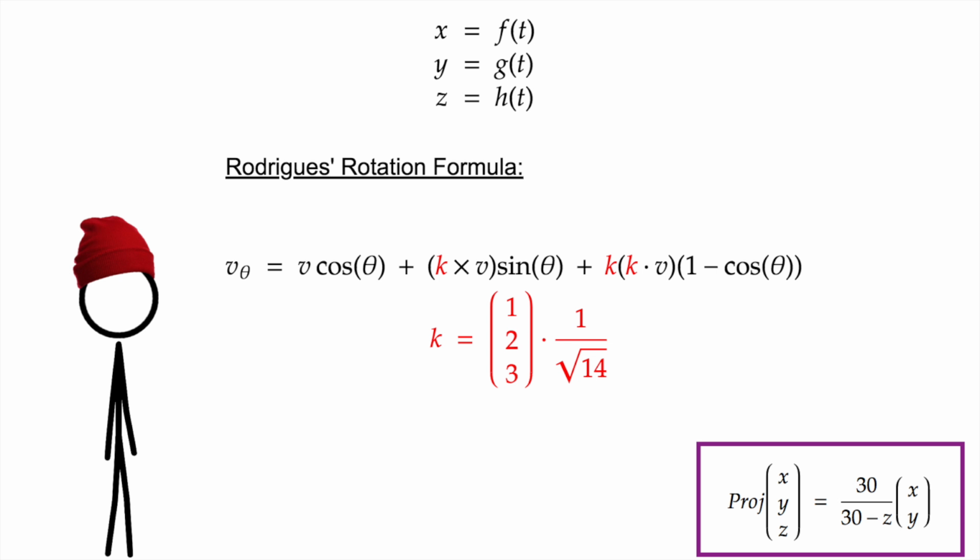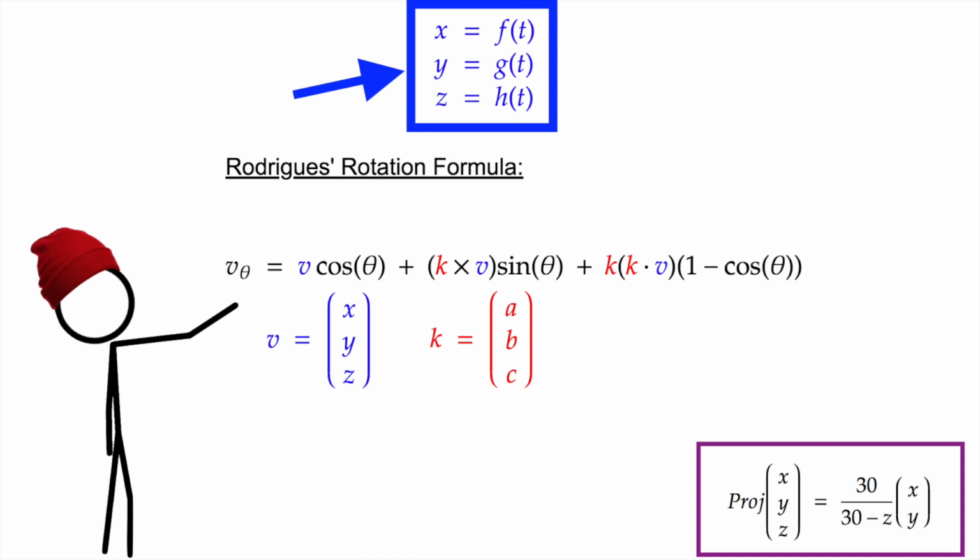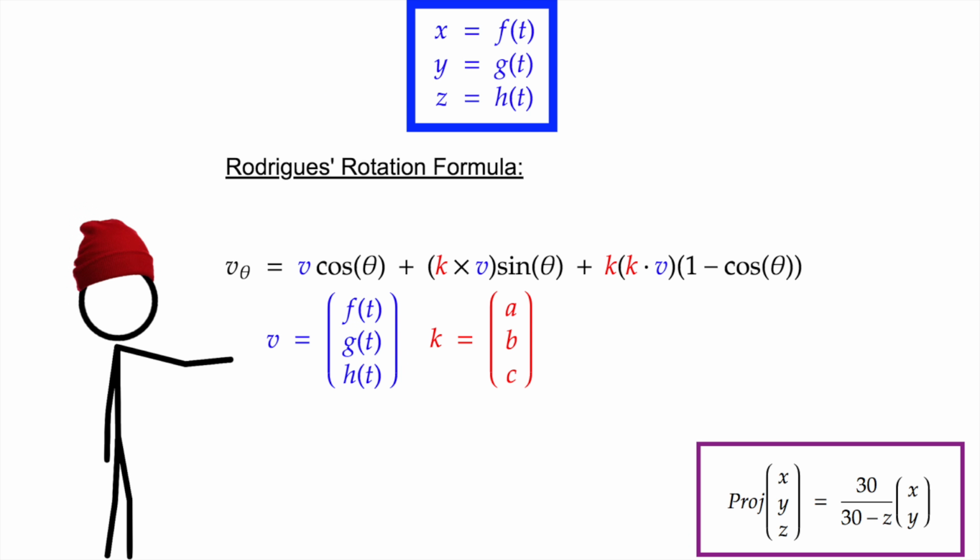Anyway, now it's time to convert Rodriguez's formula into something we can use. So, first we let k be the vector a, b, c, where a, b, and c are constants. Next up is the vector v. Now v is the thing we're actually rotating. So naturally, let's call it x, y, z. v becomes x, y, z. However, don't forget about our graph. x equals f of t, y equals g of t, and z equals h of t. This is our graph, and the graph is what we really want to rotate. So actually, x, y, z is really f of t, g of t, h of t. Ah, yeah, it's all coming together now.